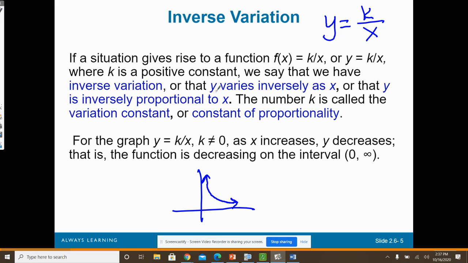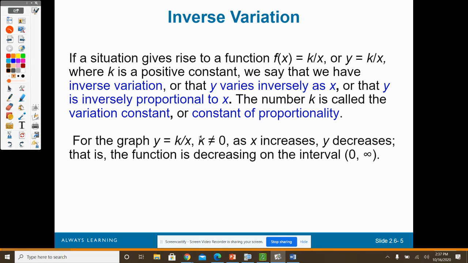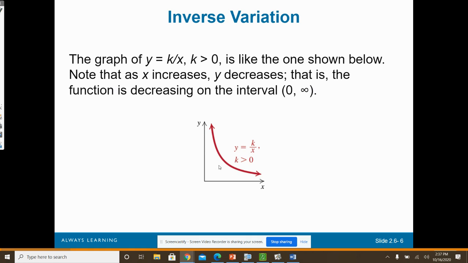Inverse variation, the words you're looking for are varies inversely as, inversely proportional to. So if you read those words in a word problem, you can immediately write down y equals k over x and get ready to solve. And what happens with inverse variation is as x gets big, y ends up getting smaller. So if you look, x is growing and y is decreasing. So that is a picture of the graph here for you.